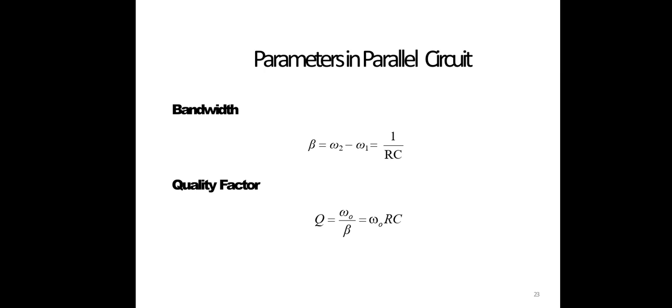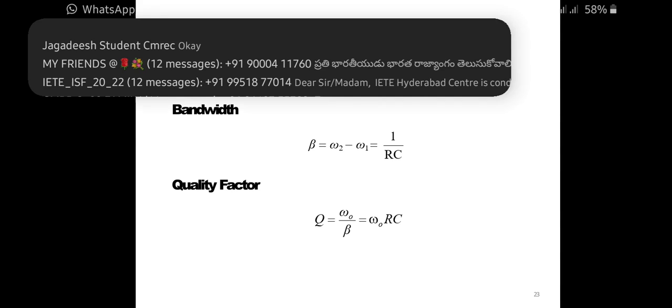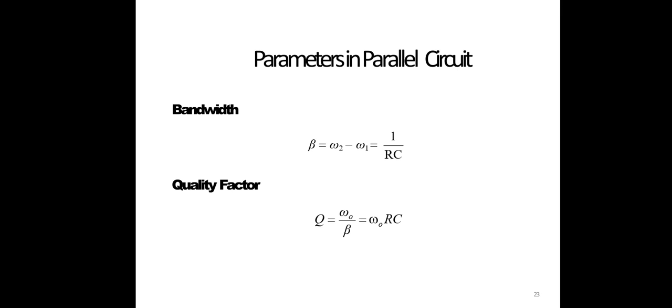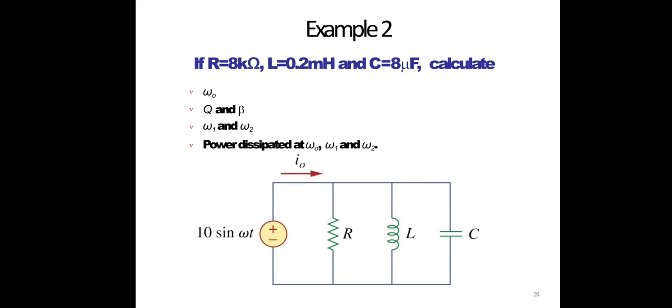Now the parameters in the parallel resonant circuit: the bandwidth beta is equal to omega 2 minus omega 1, which is equal to 1 by RC. Similarly the quality factor Q is equal to omega naught by beta, which is equivalent to omega naught RC. So generally this is the quality factor and the bandwidth in a parallel resonant circuit. Similarly, what we did for the series resonant circuit applies here also. Now this is an example problem for the parallel resonant circuit.